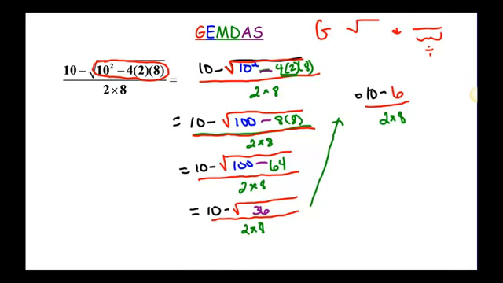So we have 10 minus 6, which is going to be 4, and 2 times 8 is going to be 16. And then we finally get to divide that, and 4 divided by 16 is actually 1 over 4. And there you have it.